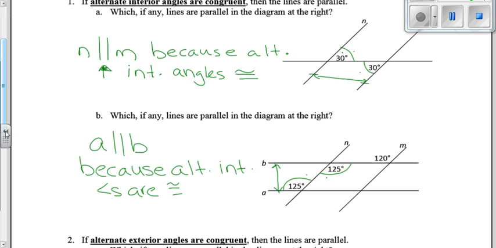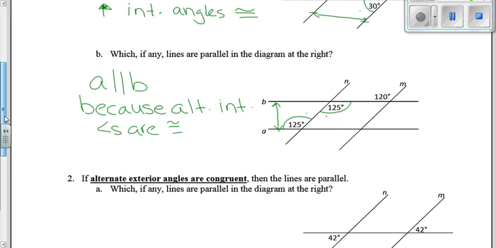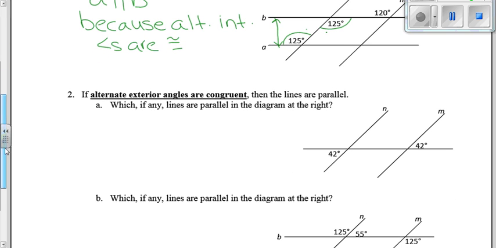Now remembering, alternate interior angles are not the only angle relationships that we've learned. We can use some of the other ones we've learned as well, because we never know what angles are going to be identified for us. We never know what angle measures are going to be given. So example number 2 talks about our alternate exterior angles. We know that if alternate exterior angles are congruent, then our lines are parallel. Alternate exterior meaning opposite sides of the transversal, outside the two parallel lines, or outside the two lines we are trying to prove parallel.